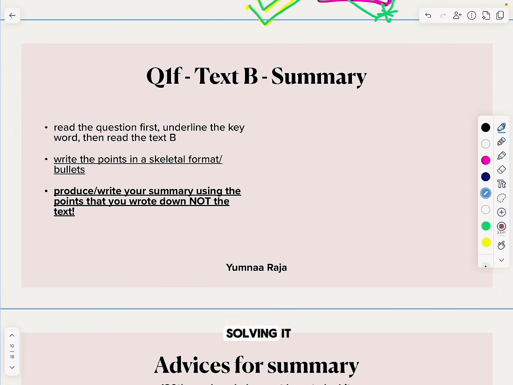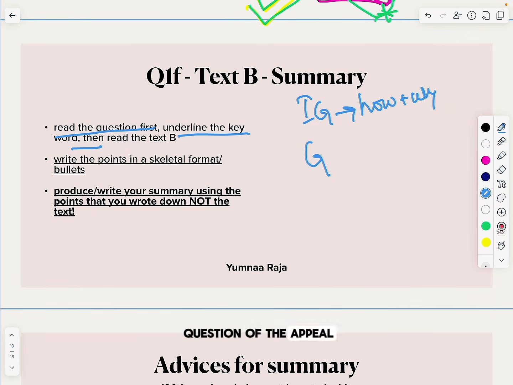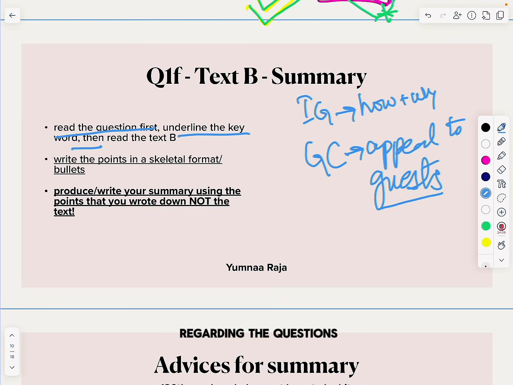So what are we doing? How are we solving it? We're going to read the question first, underline the keywords. After we have read the question, we've underlined the keywords. For example, in the IG question that we just read out, it was about how and why are old buses used. And in the GCE one, we had the question of what is appealing to guests. So these are the keywords that we have regarding the questions.